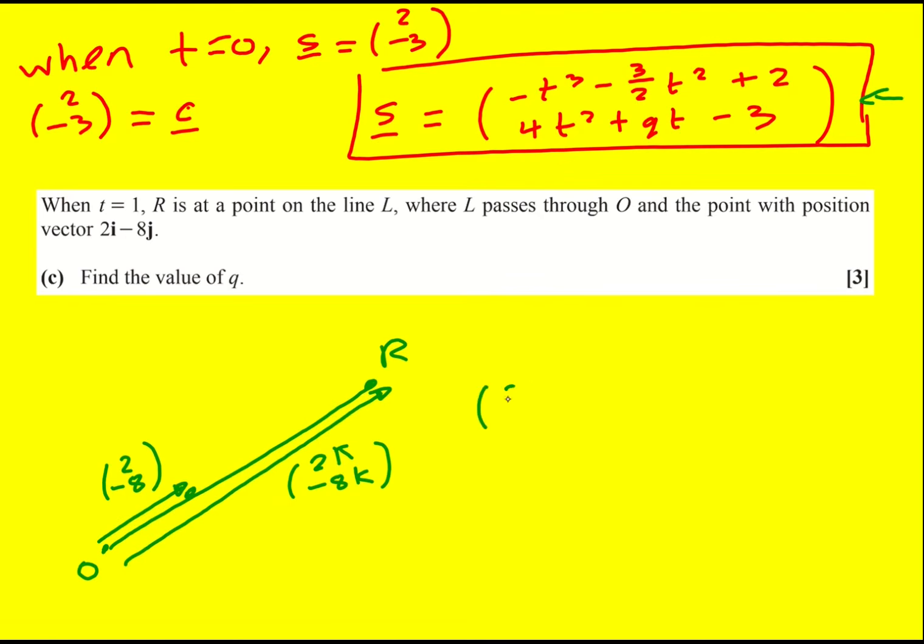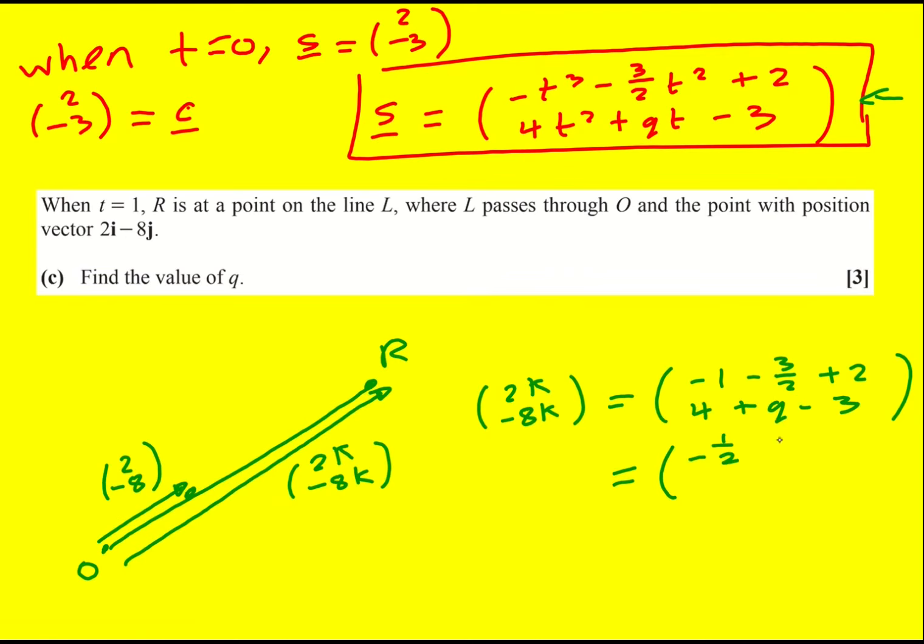Therefore, I will have 2k, minus 8k equal to minus 1 cubed, and then making it minus, that's going to be minus 1, then minus 3 over 2 plus 2. On the bottom, we've got 4 plus q minus 3. So it's been quite kind in that it's used 1 because all these t's just basically go. And that is going to become, well, minus 1 plus 2 is 1, minus 3 over 2, we're going to get minus a half. And then over here, it'd be q plus 1.